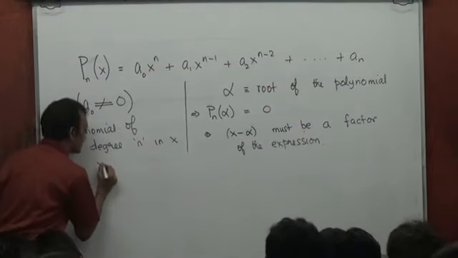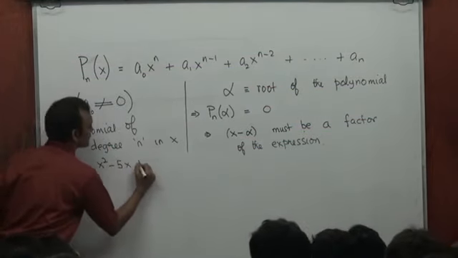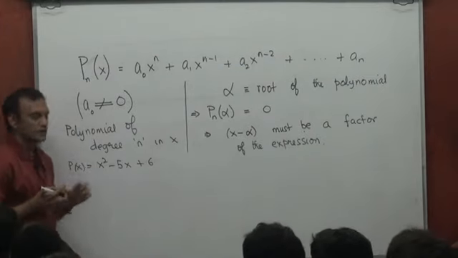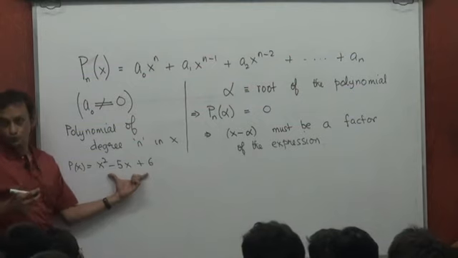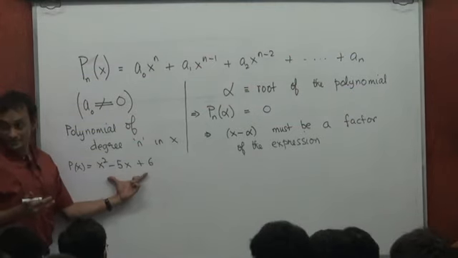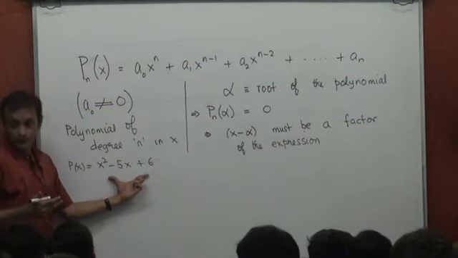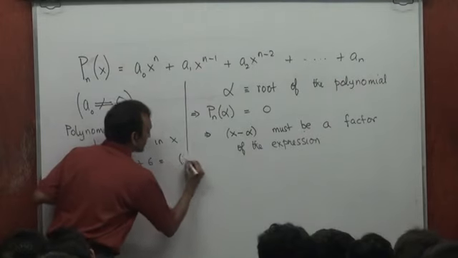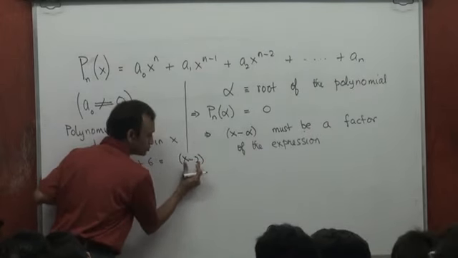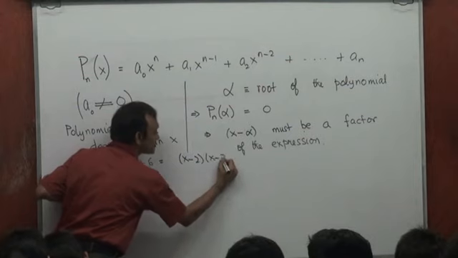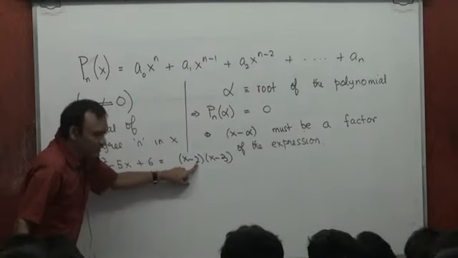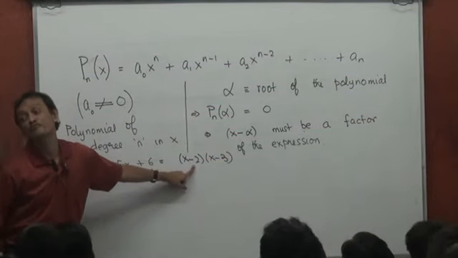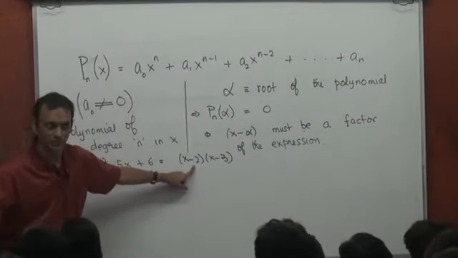Let's say I have a polynomial x squared minus 5x plus 6. It's a polynomial of degree 2 in x. It vanishes at x equal to 2, so x minus 2 is a factor of this expression. It vanishes at x equal to 3, so x minus 3 is a factor of this expression. That means this expression could be written as x minus 2 into x minus 3. So if alpha, in this case 2, is a root of the polynomial, then x minus alpha must necessarily be a factor of the polynomial.